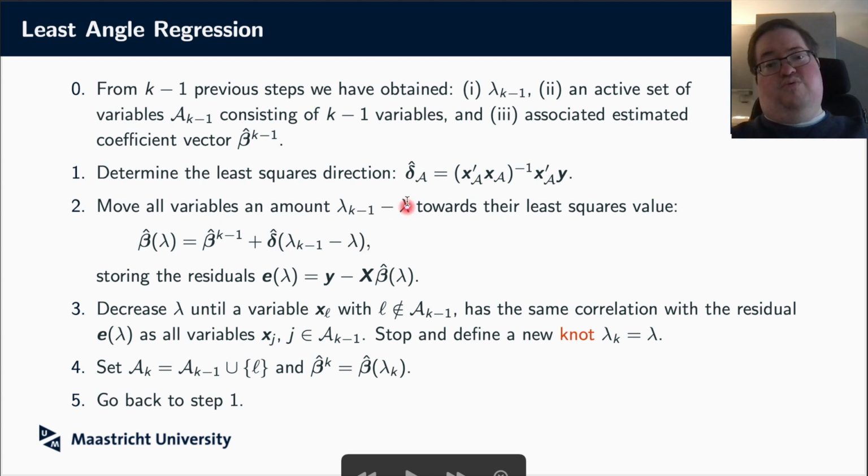Well, we're going to decrease lambda from this value on, and so this is the amount we're going to move towards the new coefficient vector, which of course is a function of lambda. So the smaller you take lambda, the more you move towards the least squares solution. And you're going to keep track of the residuals while you do so. So you subtract every time X times beta hat for a particular value of lambda from y, and those are our residuals.